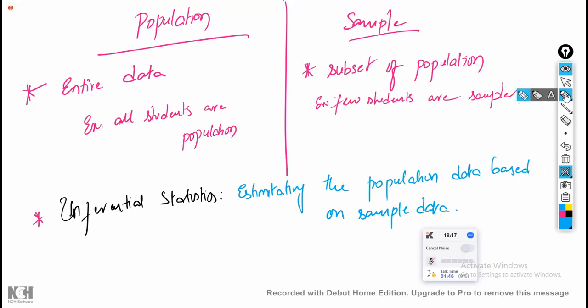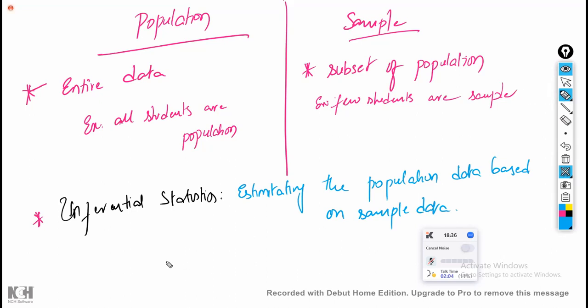Why do we have to estimate? The population is already here, all the students are in front of you only. Why do you have to estimate? Today, all the students are there. Tomorrow, the day after tomorrow, some students will be absent, right? Every day, all the students will not be present. Now, let us take an example like this.